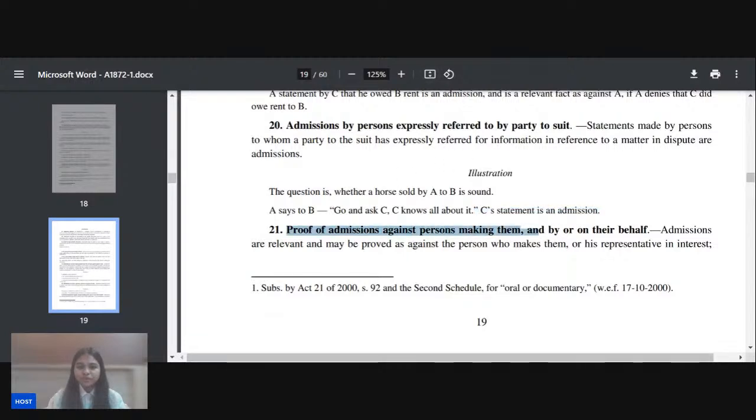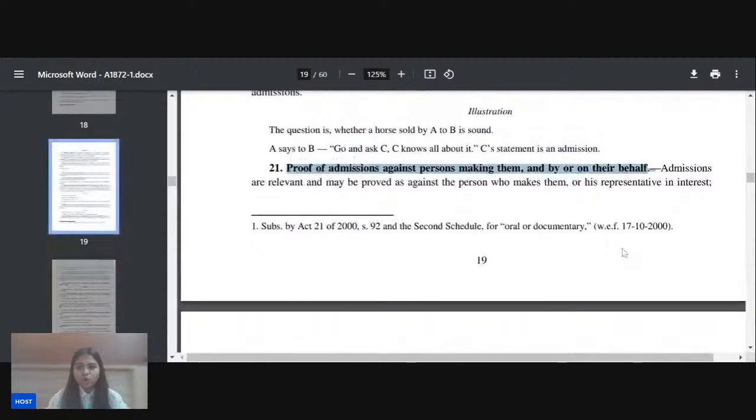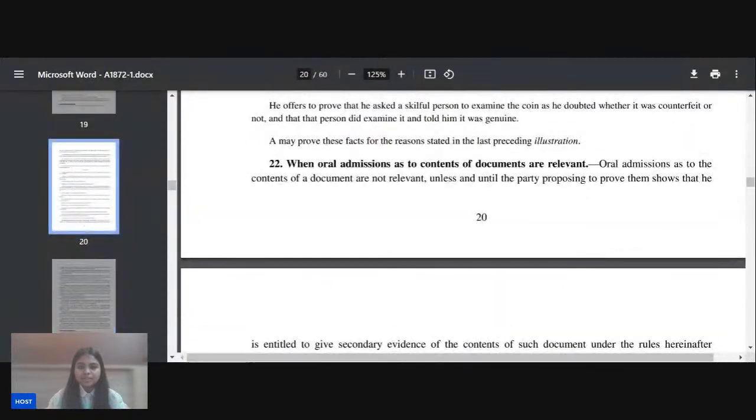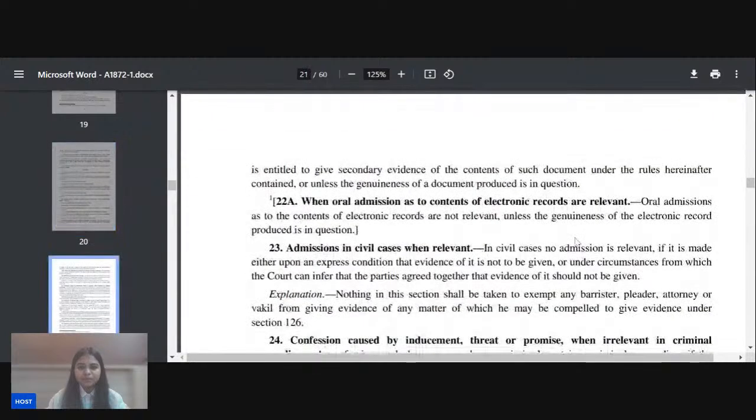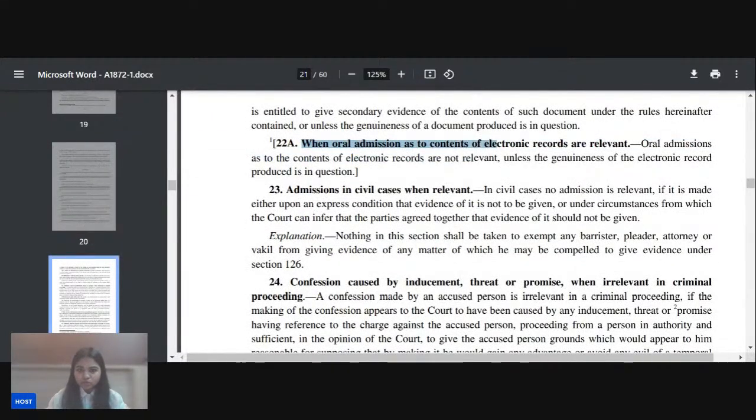Section 21 is proof of admission against person making them and by or on their behalf, right? Section 22, when oral admissions are relevant. 22A, now 22A is also important, when oral admission as to content of electronic records are relevant. 23, if you see, it is admission in civil cases when relevant. So this is the part which is concerned with admission. From 17 till 23, you will see all these forms of admission. Now admission can be judicial, it can be extrajudicial also, right?